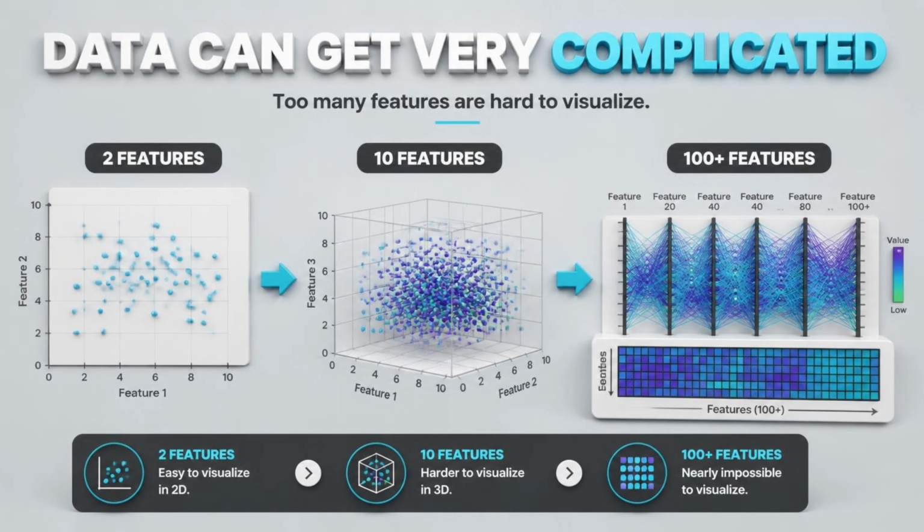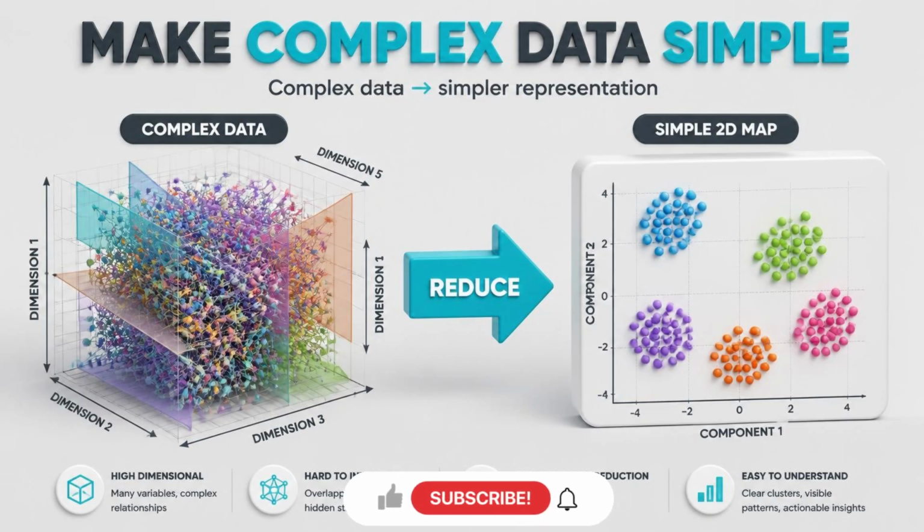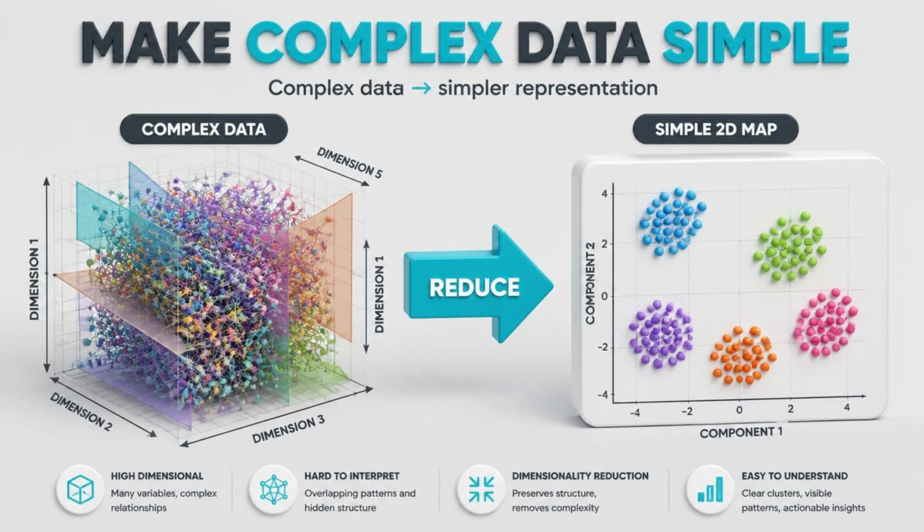That's where dimensionality reduction comes in. The basic idea is actually pretty simple. Take complicated data with lots and lots of features and create a simpler representation of it. Think about a huge map. You don't need every tiny detail to understand the main roads and cities. You can simplify the map while keeping the important structure. Dimensionality reduction works with a similar idea. It can help us represent complex data in fewer dimensions. And when the data becomes easier to visualize, hidden patterns can become much easier to see.